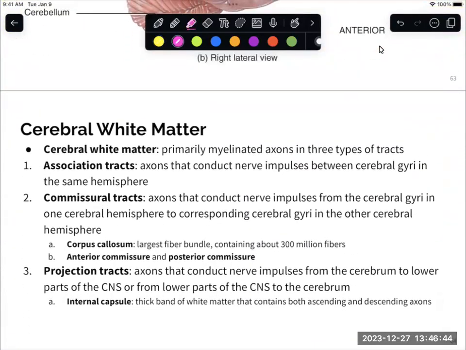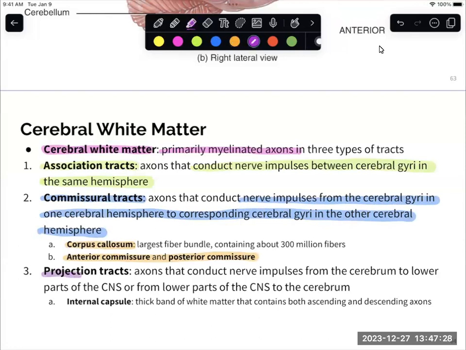So I mentioned the white matter and the gray matter before. So we have cerebral white matter, myelinated axons. We have association tracts. And this is taking information between cerebral gyri in the same hemisphere. We have commissural tracts. Nerve impulses from the cerebral gyri in one hemisphere to the corresponding gyri in the other hemisphere. They get there through the corpus callosum and the anterior and posterior commissures.